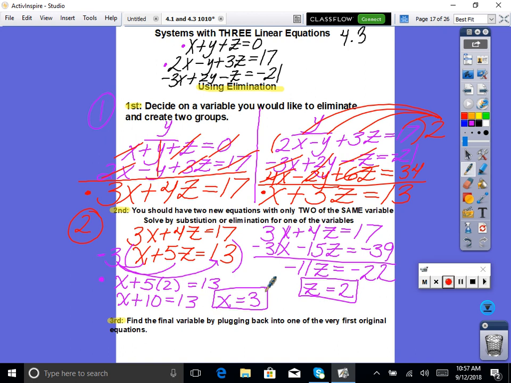Now what we'll do is say, okay, we have x and z. All right, we're on to step 3. Find the other variable that you do not know. So you're going to go back to one of the very first originals and plug in what you know. So I'm going to go with the top one. X plus y plus z equals 0.